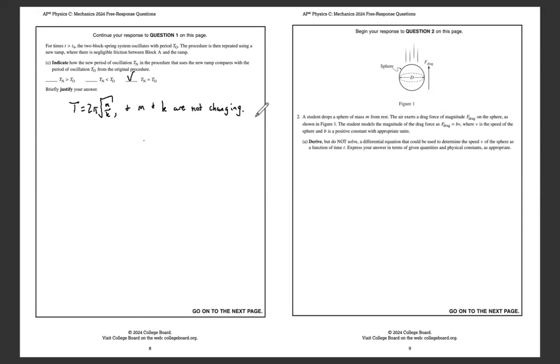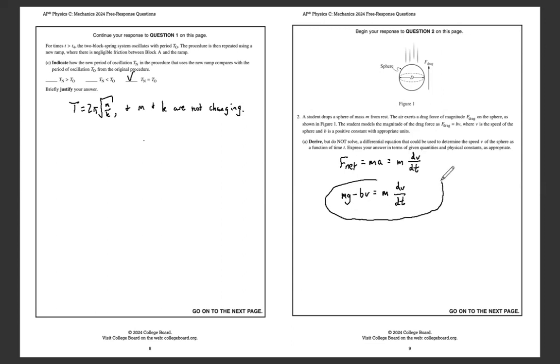All right, moving on to the next problem. Instead of a cylinder, you have a sphere, right? And you have linear drag instead. You're still asked to derive but not solve a differential equation that could be used to determine the speed. Start with Newton's second law, as usual for a mechanics differential equation. A is equal to dv/dt, right? And then you have mg minus bv should equal m dv/dt. There's your differential equation. Nothing else to do here. You're not asked to solve it.